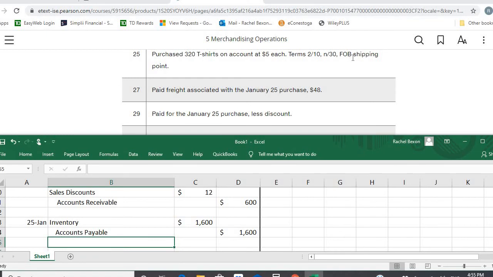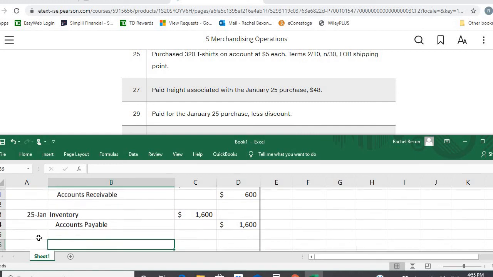And they've told us that it is FOB shipping point. What that means is freight on board shipping point, which means that these items become our property at the point that they are shipped. The terms are 2/10 net 30, so as long as we pay within 10 days, we're going to get 2% off.